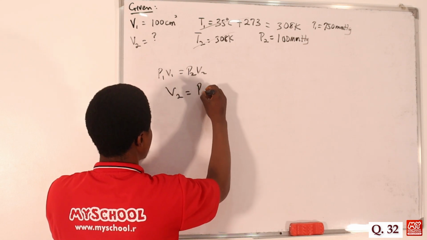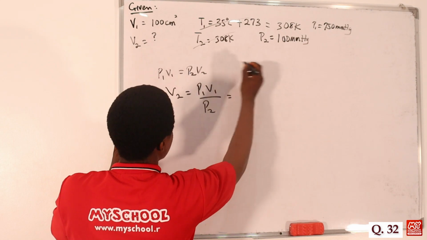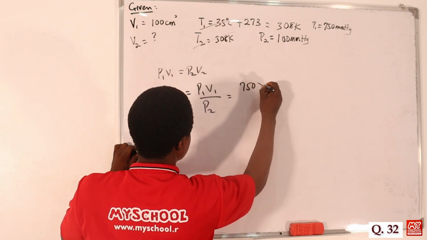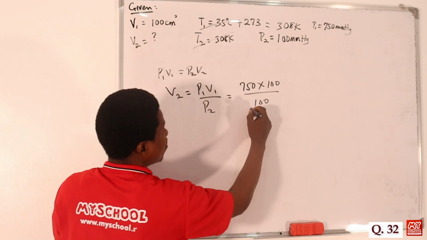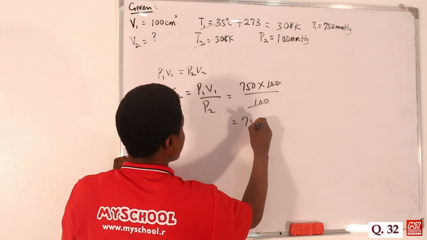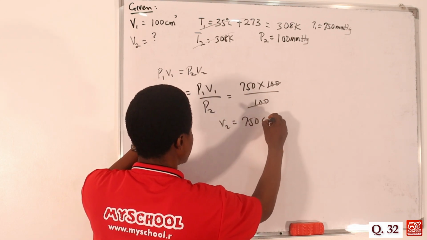So we have P1 V1 all over what? P2. So if you put in the values here, P1 is 750 times V1 is 100 over P2 is 100, of course. So you can see now that 100 cancels 100, and then we have 750. No, that's not millimeter, that's V2. Okay, so that is a cm cube.